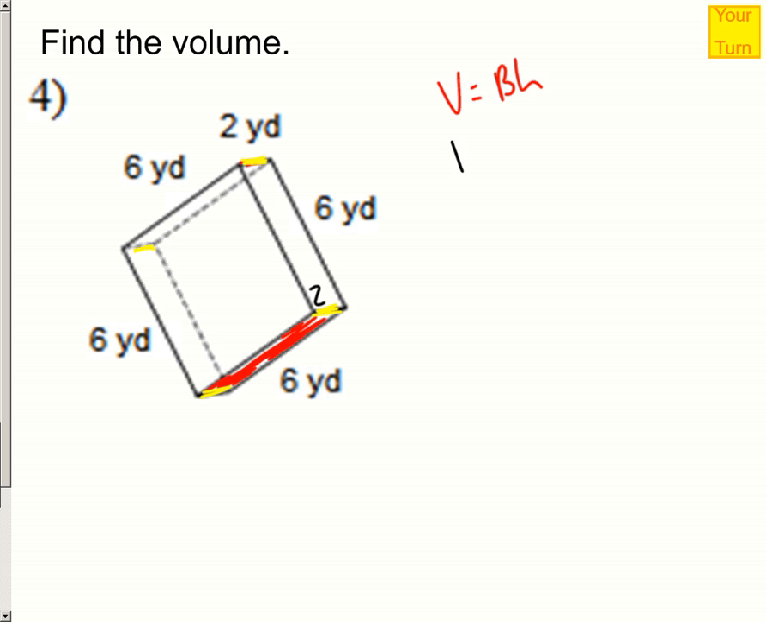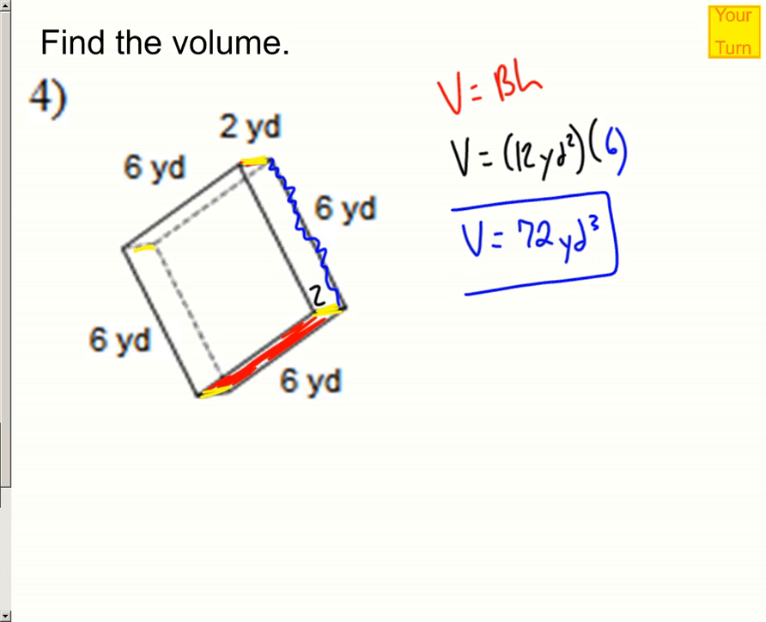2 times 6 is 12. So that's 12 yards squared. And what's my height? The height is going to be 6. So 6 yards. 6 times 12 is 72 yards cubed. So that's our volume.